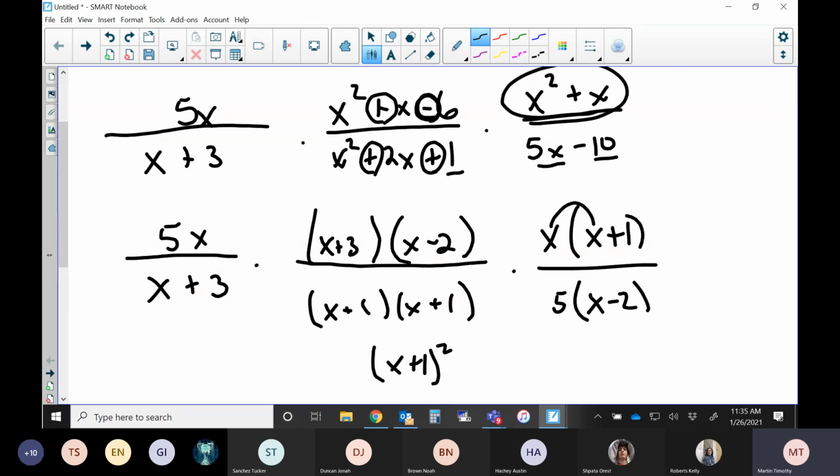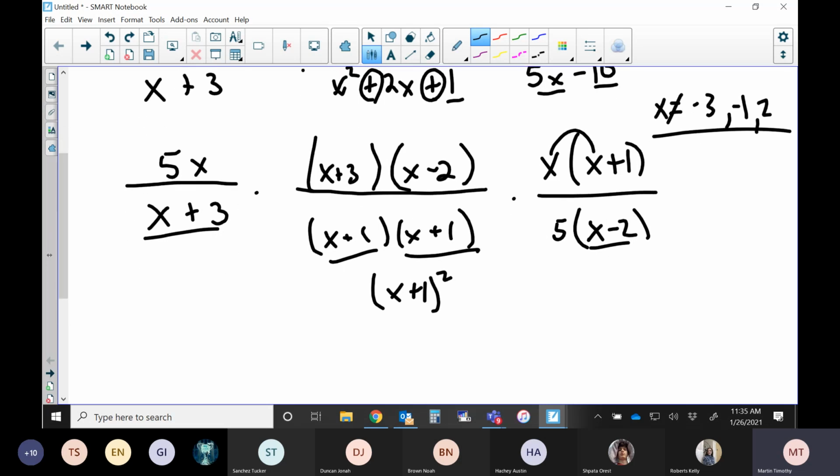Now, before I start smacking stuff out, I'm going to do my restrictions. What can x not equal? Well, right here, it can't equal -3. What can it not equal here? -1. Same one here, no need to list it twice. And finally, +2. These are my restrictions. So now I can start canceling stuff off.